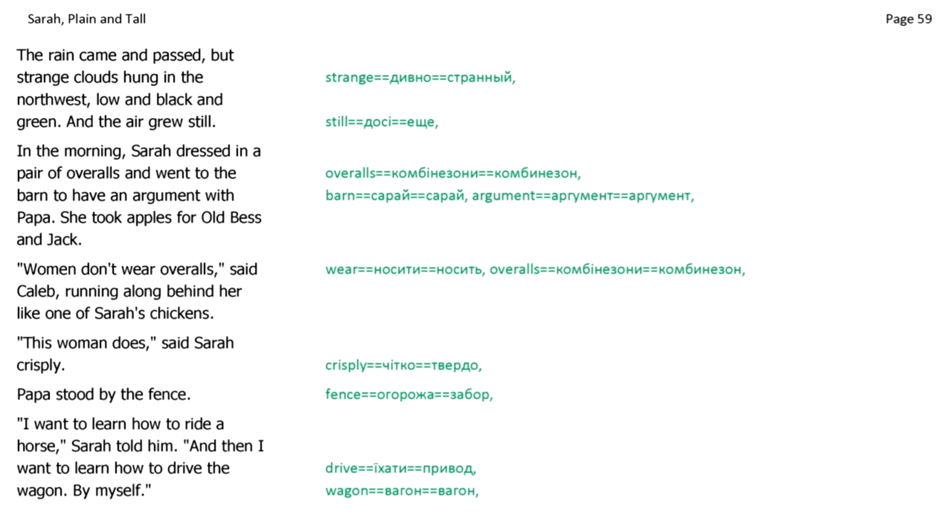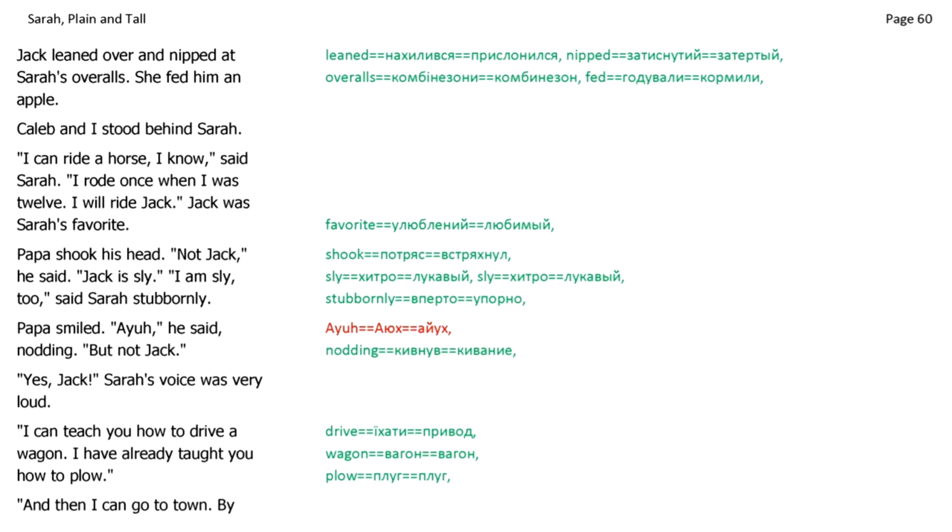Papa stood by the fence. "I want to learn how to ride a horse," Sara told him, "and then I want to learn how to drive the wagon, by myself." Jack leaned over and nipped at Sara's overalls. She fed him an apple. Caleb and I stood behind Sara. "I can ride a horse, I know," said Sara. "I rode once when I was 12. I will ride Jack." Jack was Sara's favorite.